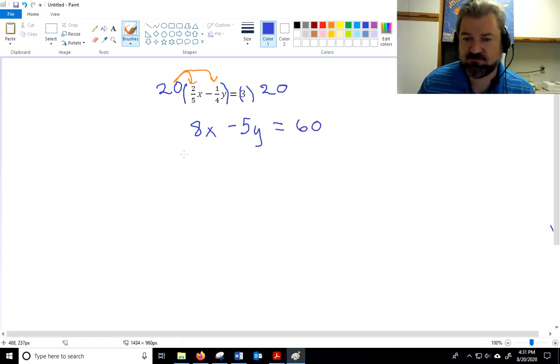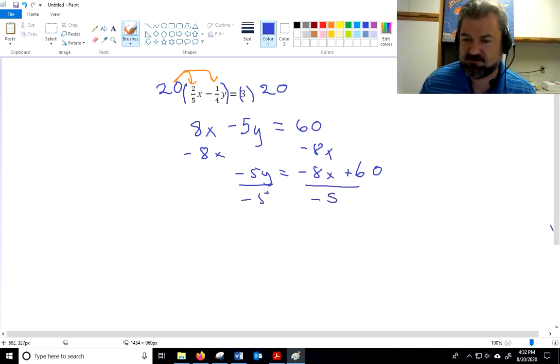And now let's solve for y. I'll subtract 8x from both sides. I have a negative 8x plus 60. And again, you could write 60 minus 8x. It's not going to hurt my feelings. Okay, divide both sides by a negative 5. I get y is equal to negative 8x plus 60 all over a negative 5.